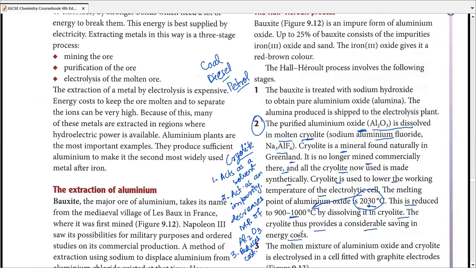Because when it acts as a solvent, it lowers the melting point, or when it acts as an impurity, it lowers the melting point and thus reduces our cost. I hope you get the point. Do you? If you're both clear, we can move forward.